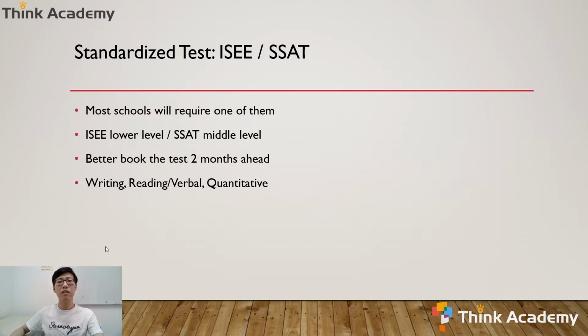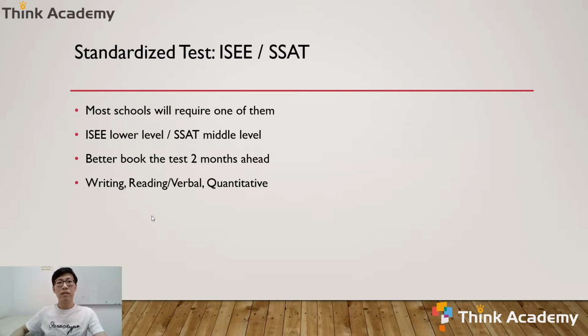So for the ISEE, you want to take the lower level. For the SSAT, you will take the middle level. And because of the current situation, you have to book the test 2 months ahead, to give your kids enough time to prepare for the test, as well as in case an emergency happens and you have to reschedule the test. So all the tests will be divided into 3 sections, as I wrote here before. Writing, reading and verbal, and also the quantitative. The quantitative is just the mathematics part.